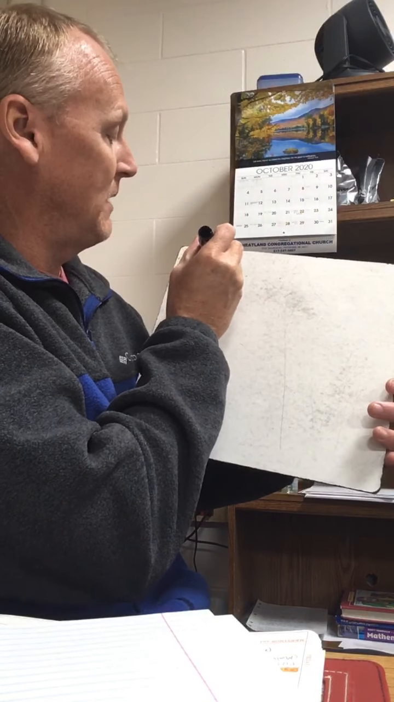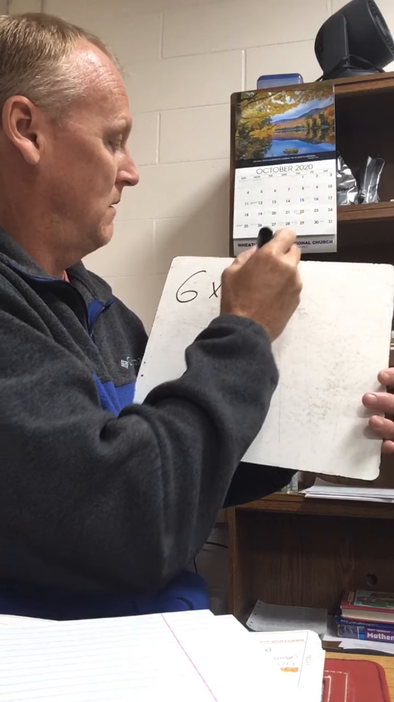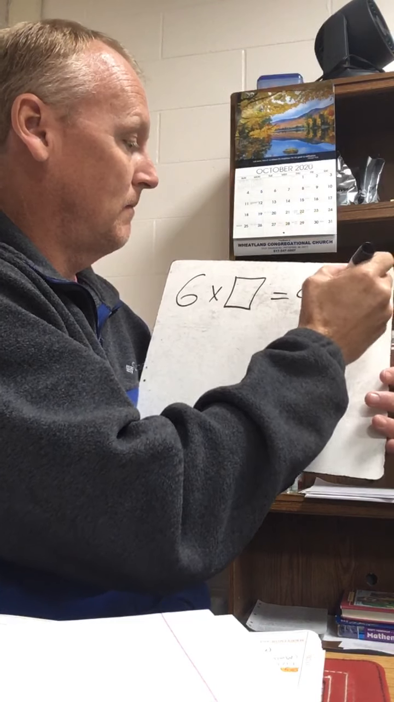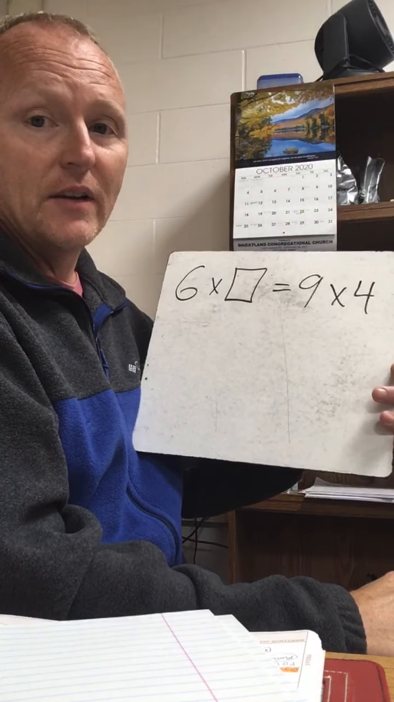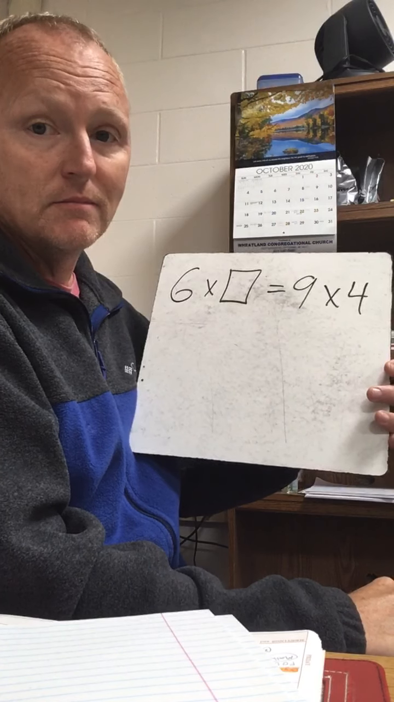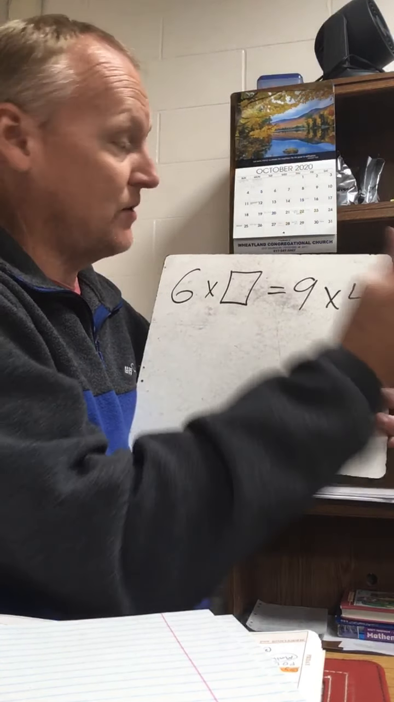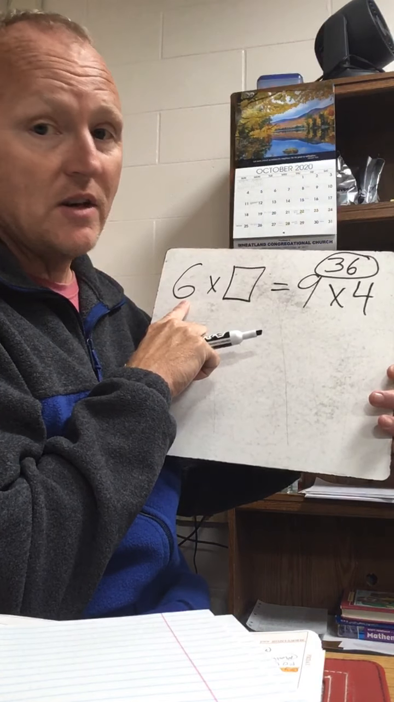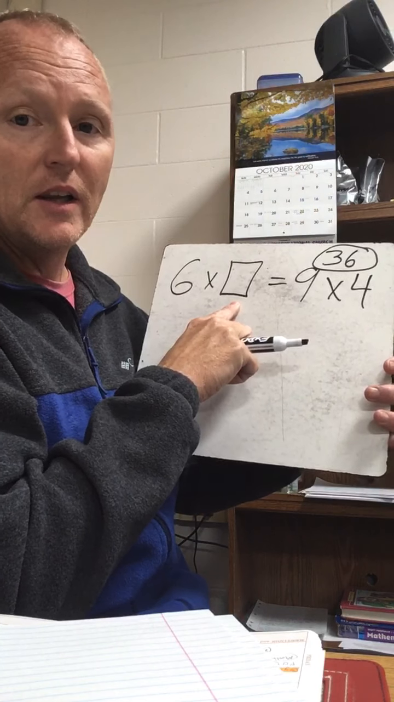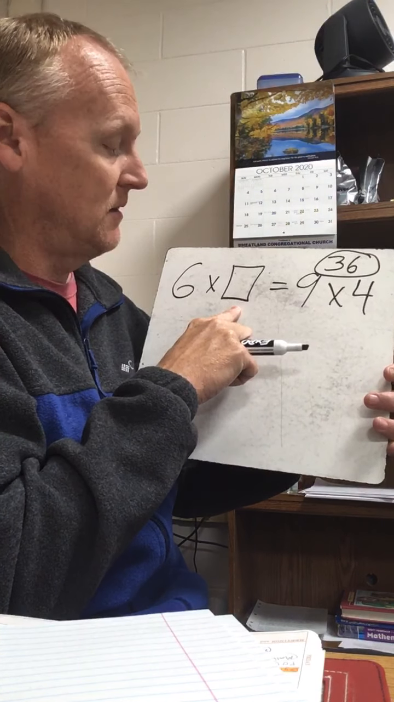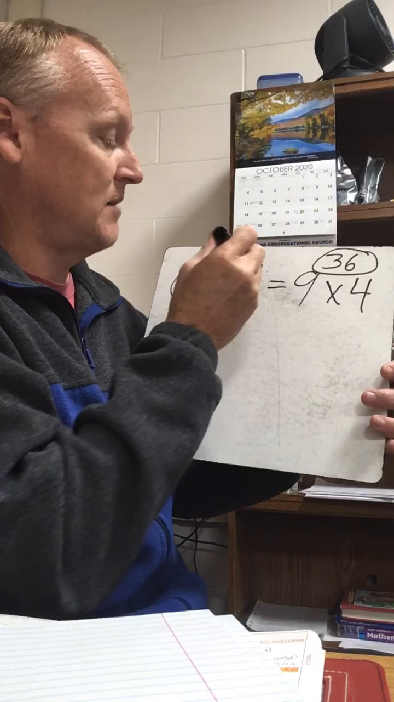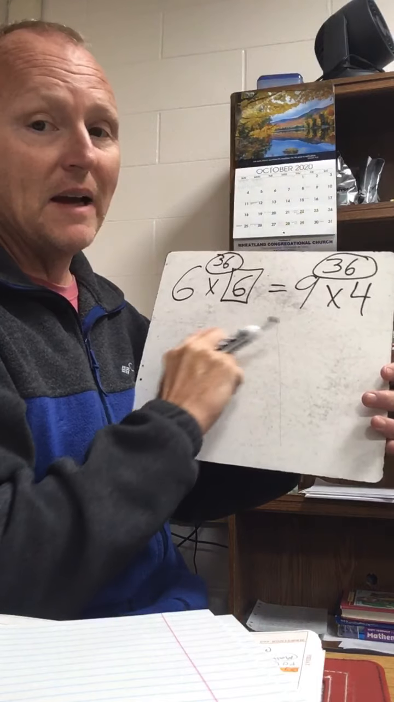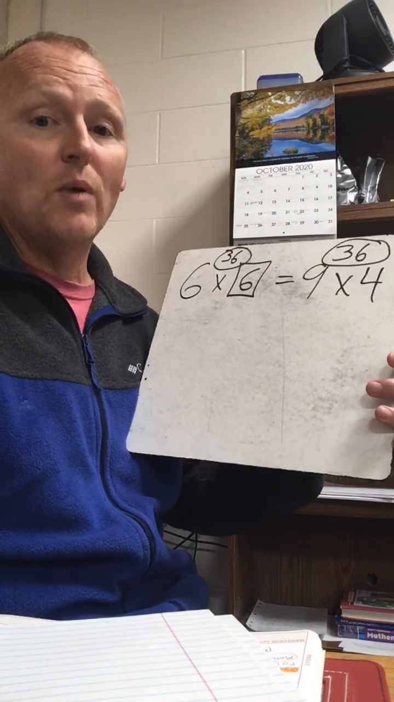We're going to do 6 times blank equals 9 times 4. So this side we have all the information we need. 9 times 4. If you know your basic facts, that's 36. So now you come over here and you ask yourself, 6 times what number equals 36? Because it's got to be balanced. Well, if you know your basic facts, you know it's 6 times 6. That equals 36. So now it's completely balanced, and you have yourself what's called an equation.